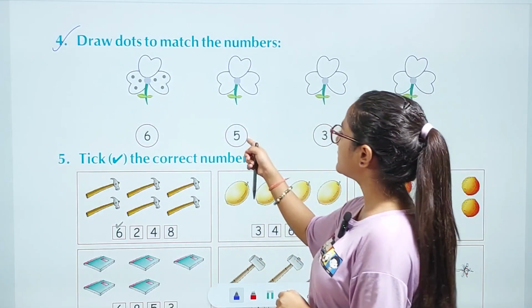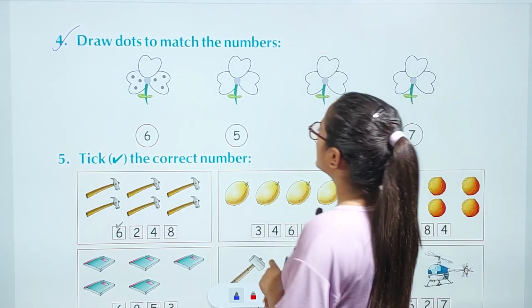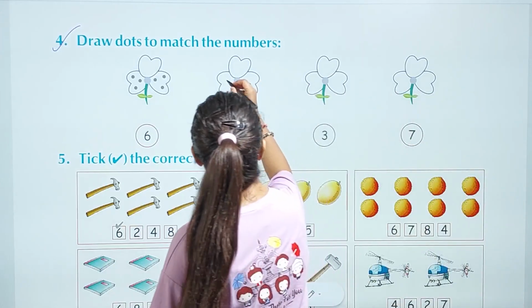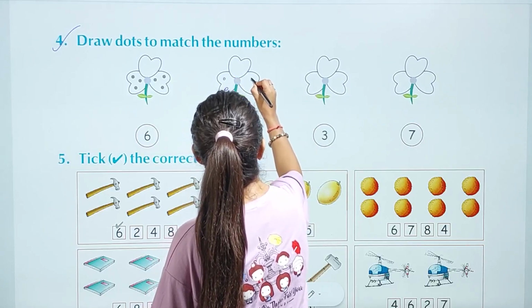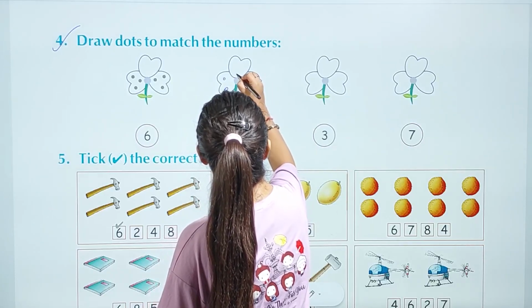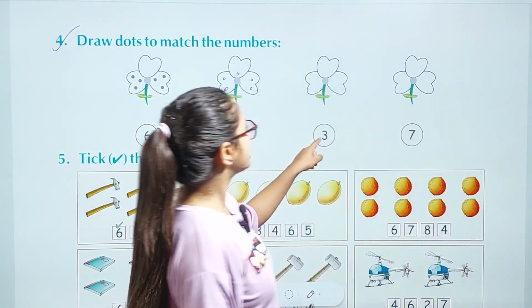Okay, so here the number given is 5. That means you have to draw 5 dots. Okay, so let's draw 5 dots. 1, 2, 3, 4, 5. 5 dots. Okay. Next one, 3.